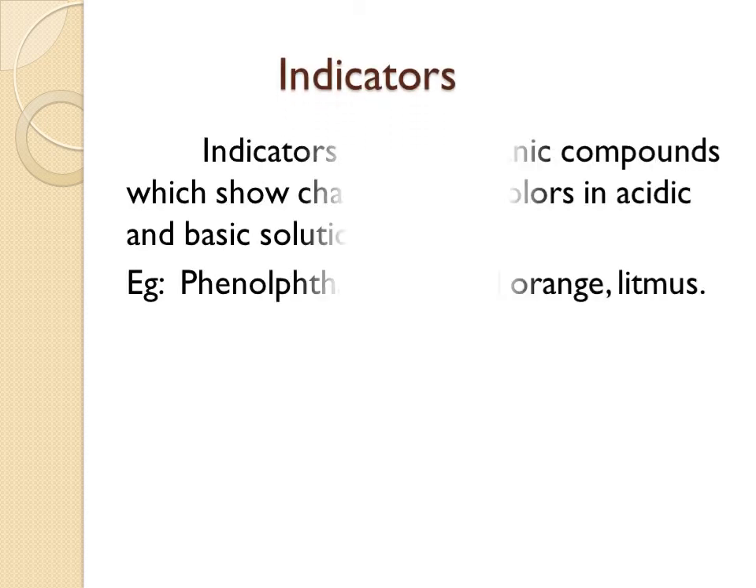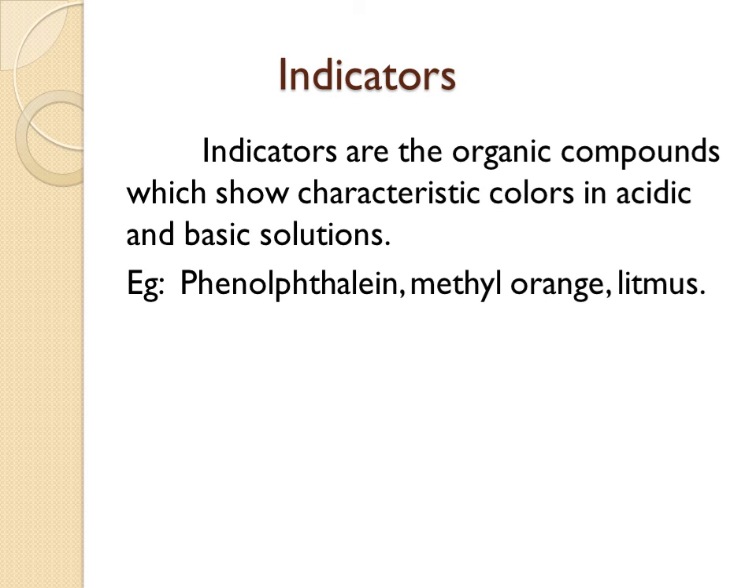There are some substances which show characteristic colors in acidic and basic solutions. Such substances are known as indicators. So, indicators are the organic compounds which show characteristic colors in acidic and basic solutions. Examples: phenolphthalein, methyl orange and litmus. Litmus is of two types, blue litmus and red litmus.